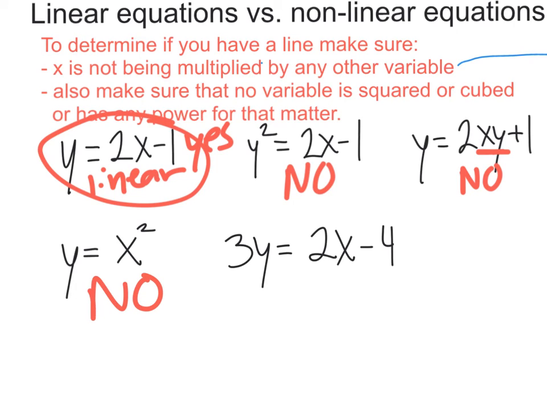Is that last one a line? Yes, it is. There are no powers on the x or the y. The x's and the y's are not multiplied together. So it's that simple. As a matter of fact, if you wanted to graph this thing, you could get it in function form. You could get y by itself, and you could plug in inputs and pull out outputs. But we're not going to do that. We're just going to say, yes, it is a line.